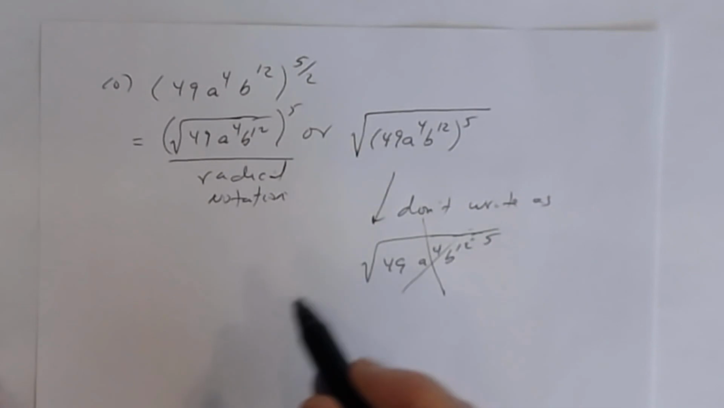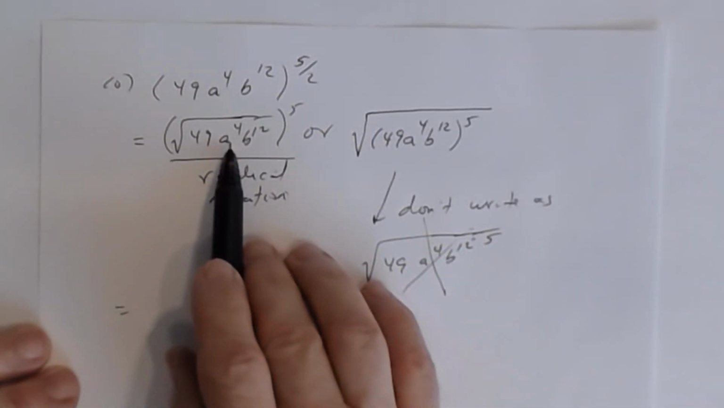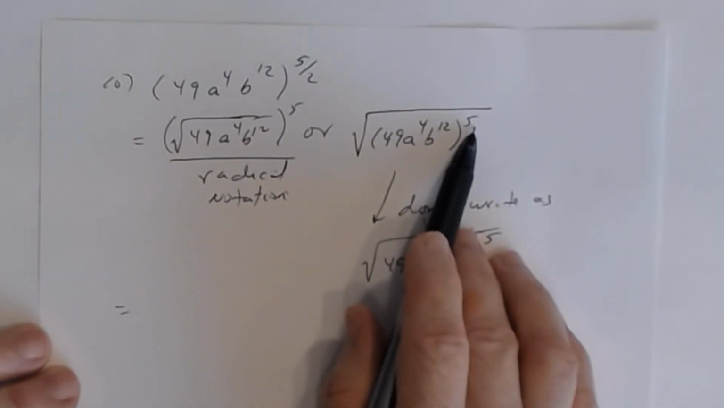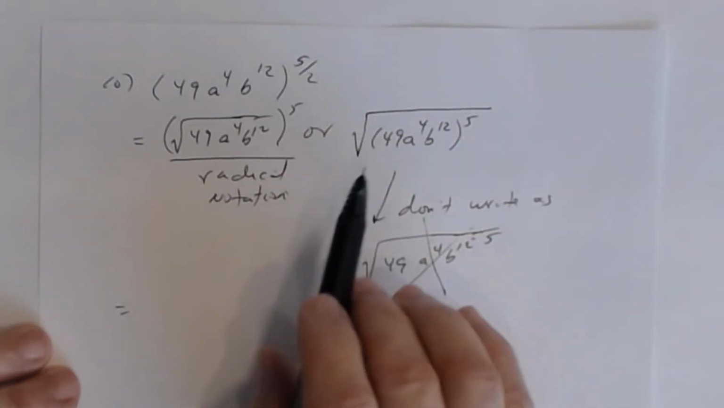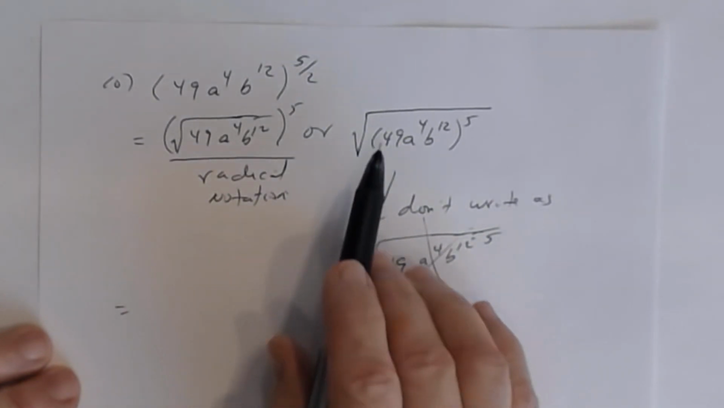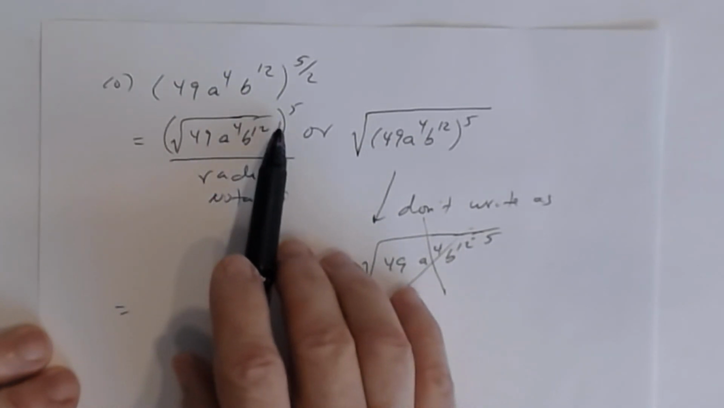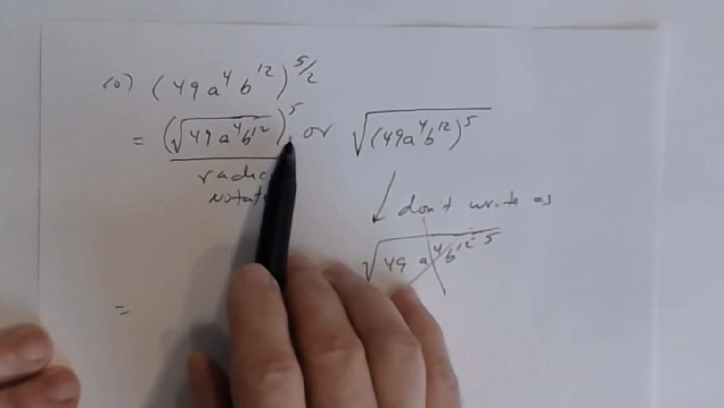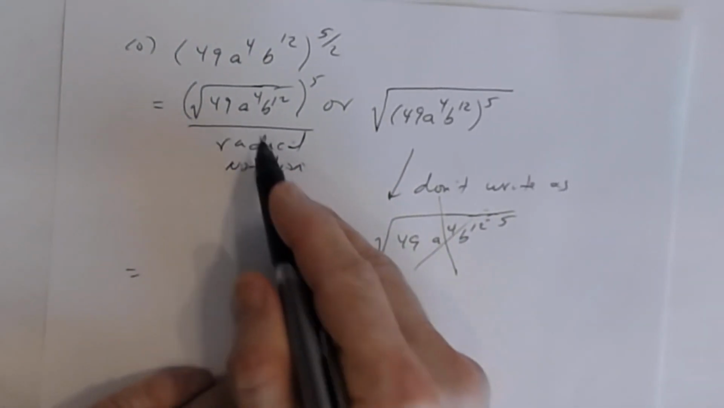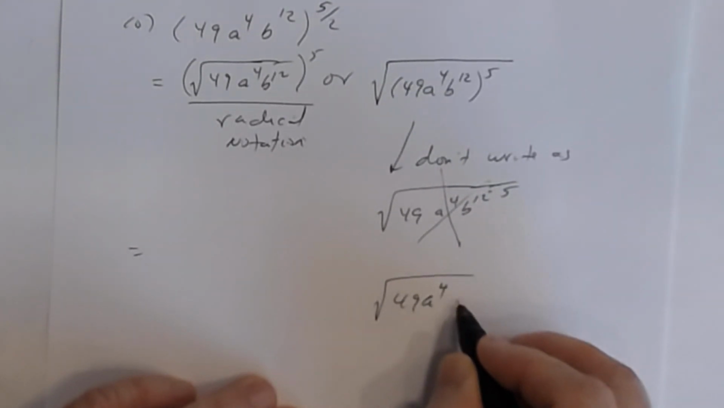Now, when you simplify, this one is so much easier to deal with than this one. If you use this one, you've got to raise 49 to the fifth power first. Then you've got to raise a to the fourth to the fifth power. Then you've got to raise b to the 12th to the fifth power. And then you take the square root. It is so much easier to deal with this when the exponent is on the outside. So watch how easy this is. I'm going to rewrite this right here: the square root of 49, a to the fourth, b to the 12th.